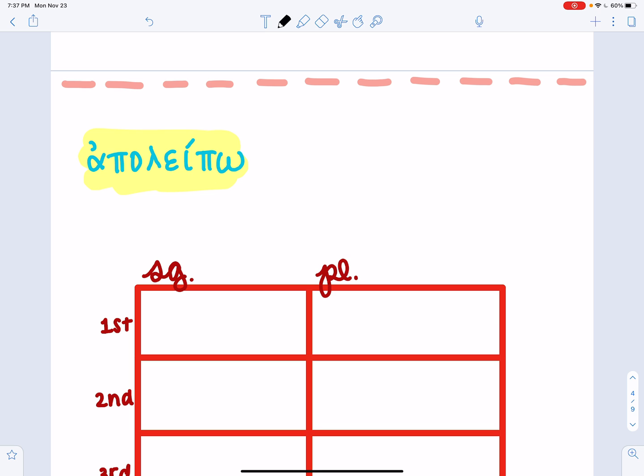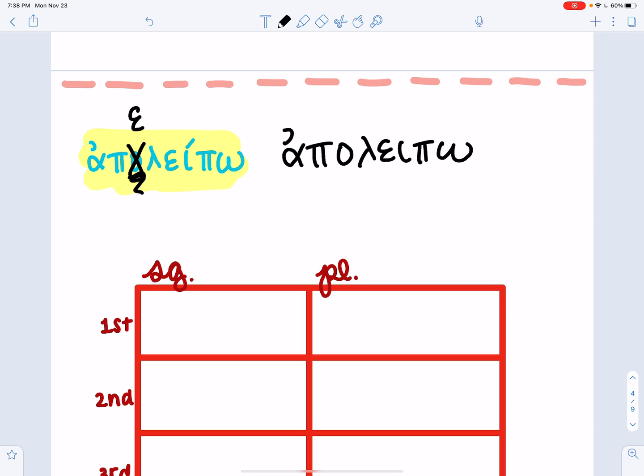The last letter in our prefix, which happens to be omicron, is just going to disappear. And we are going to add in its place an epsilon. So here is how I like to think of what's going on. You take your full word, apalepo, and then you're going to take off that prefix, so separate it.